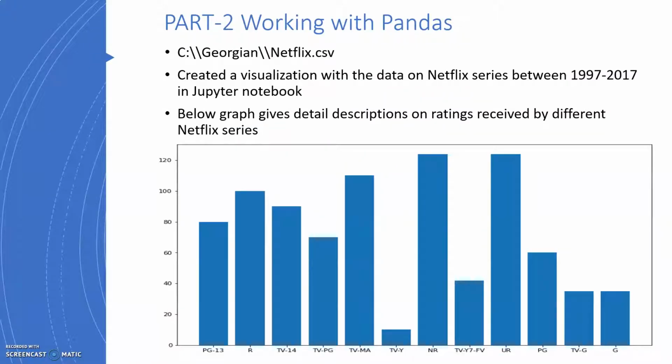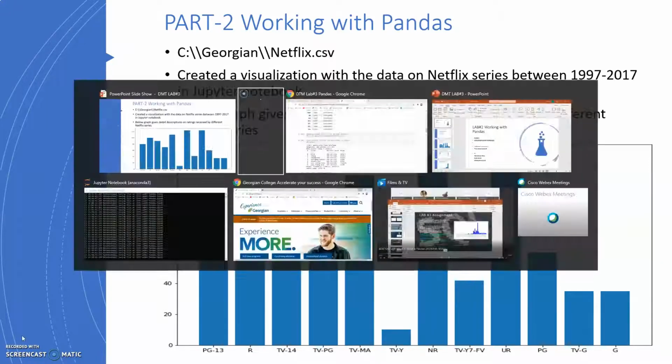In part 2, working with pandas, I try to do some visualization with the help of data in my system called Netflix series data between 1997 and 2017 in Jupyter Notebook. In the first visualization, you can see that the graph below shows the detailed description of ratings received by Netflix series, and the graph clearly shows that out of all different ratings, NR and UR ratings have been received majorly by different Netflix series.